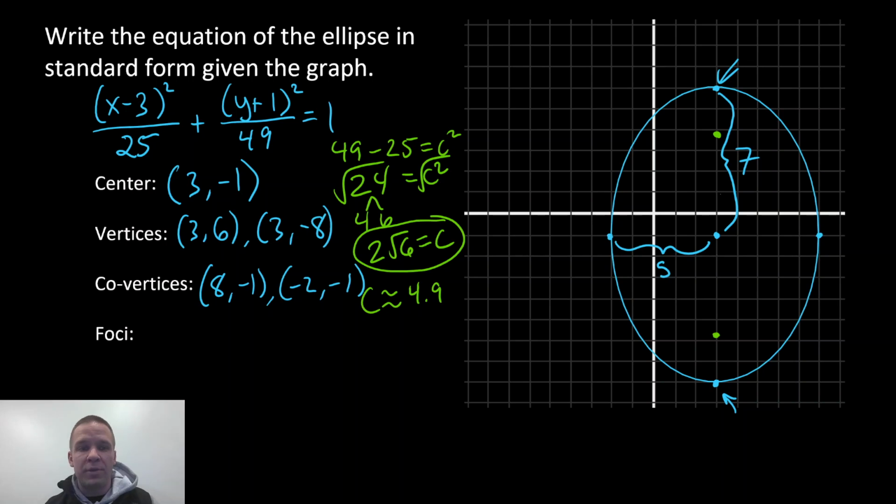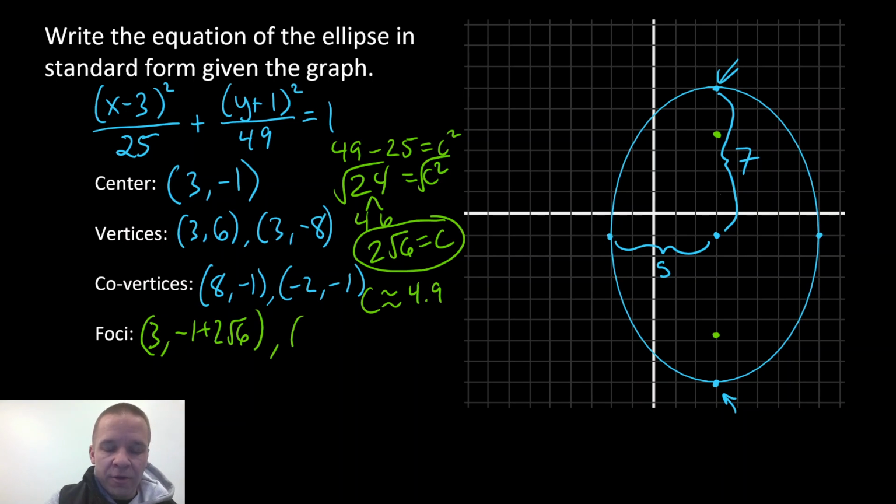What are those coordinates going to be? We like to keep things exact in math. So for the first focus, the coordinate will end up being 3 for my x, and then for my y, I'm moving from that -1, so it's going to be -1, and I'm going to go up the 2 root 6, so plus 2 root 6. And then my other coordinate is still going to have 3 and -1, but I'm going to go down 2 root 6, that c value. So those are my two coordinates of my foci.